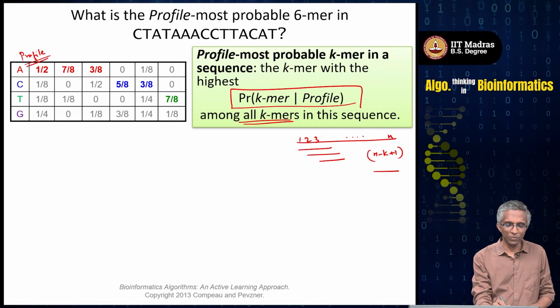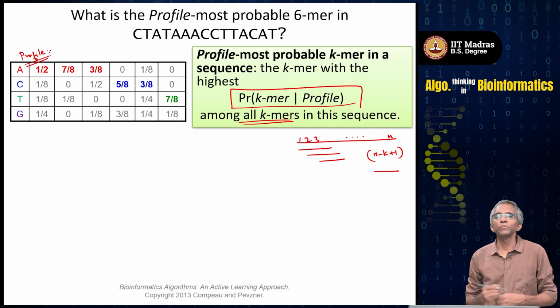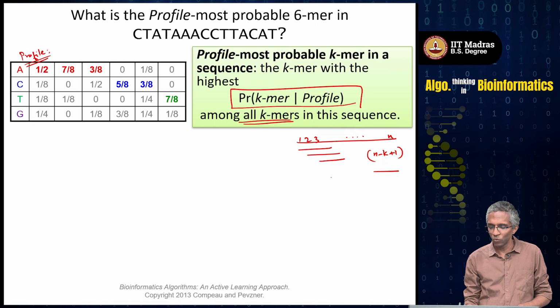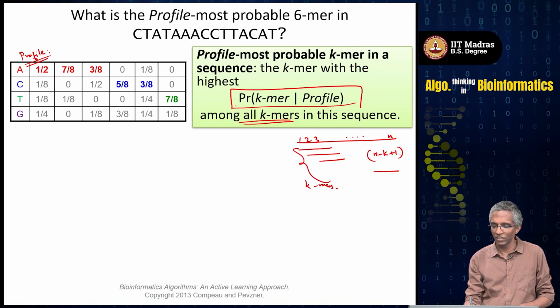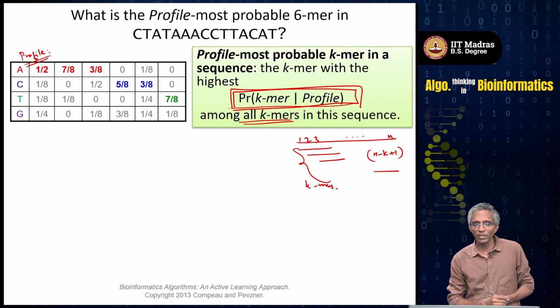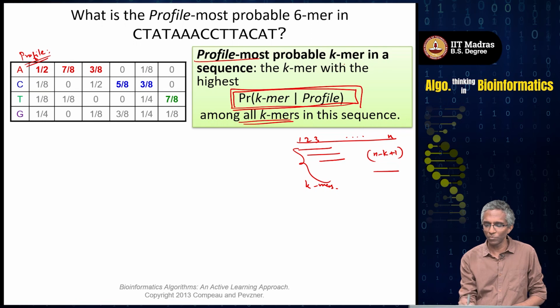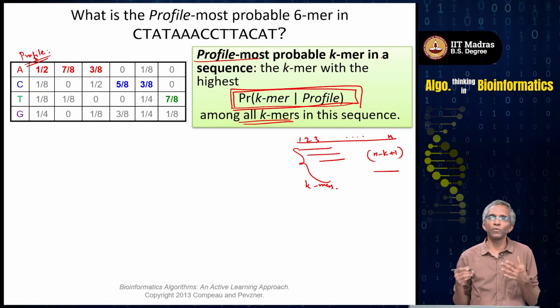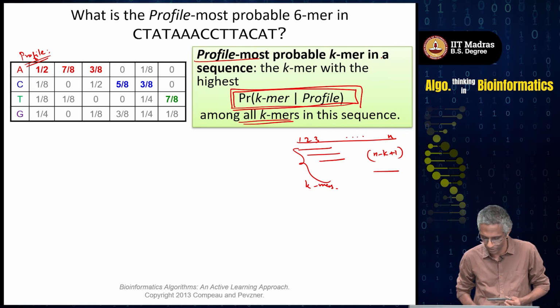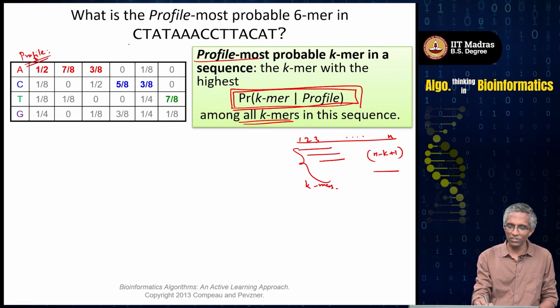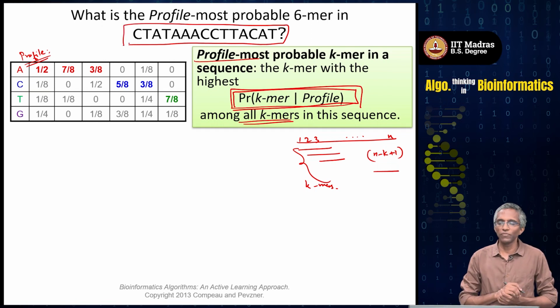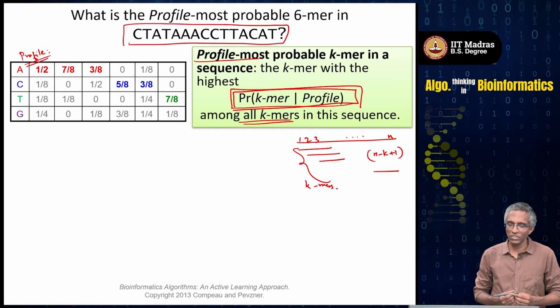Somehow someone has given me this profile matrix and a sequence, and they want me to know, among all of these k-mers, which k-mer has the highest probability of k-mer given profile. That particular k-mer, I am going to call the profile most probable k-mer in the sequence. It is the most probable k-mer in the sequence according to this profile. Let us say our sequence is this. Then I want to know what is the profile most probable 6-mer, k equal to 6, in this sequence.